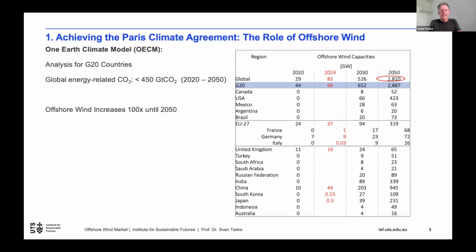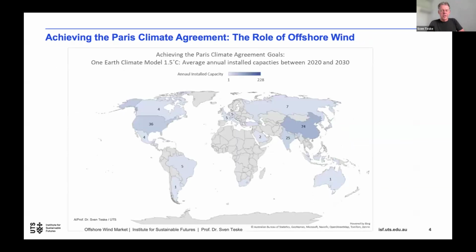The majority of that was added in China, which jumped from 10 to 44. Offshore wind was originally invented in Denmark, then moved to Germany and the UK. Now it has spread to Asia, and North America is slowly starting as well. So we're not starting from scratch in Australia. We can look around and learn from international experience.